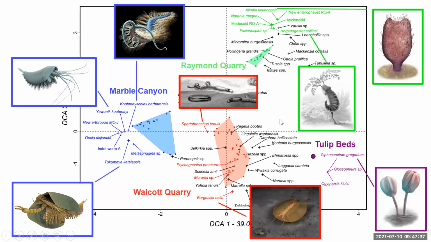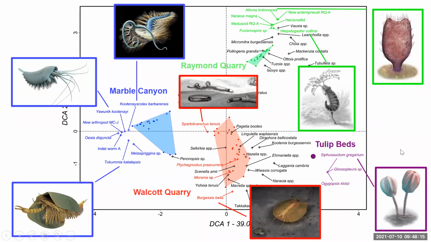But all the localities have specimens like that, not just Marble Canyon. So Spartobranchus and Burgessia are two good examples of that same phenomenon for Walcott Quarry. This hemichordate worm that builds tubes. Burgessia, this beautiful arthropod, has a sort of semi-transparent dorsal carapace. There were the same things going on for Raymond Quarry. So things like Herpetogaster, this very enigmatic tentaculate animal with foliose tentacles, the sponge Vauxia. And then at Tulip Beds, well, it gets the name Tulip Beds for this animal that's kind of tulip shaped, colloquially even known as the tulip animal before it had a formal name assigned to it, Siphusauctum.